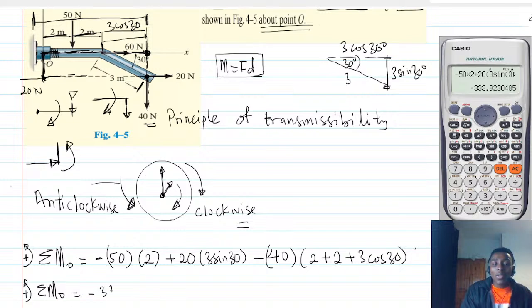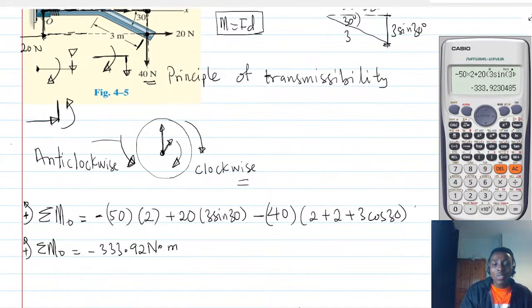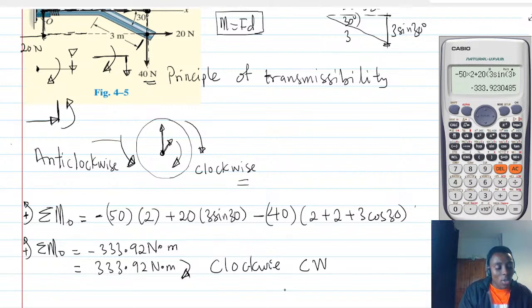So minus 333.92 Newton meter. Now the fact that we are getting negative is trying to tell us something. Because we said counterclockwise should be positive, if we solve and then we get negative, then it is clockwise. So you can either bring this symbol or you can write clockwise. Or sometimes some people also like writing it as CW.